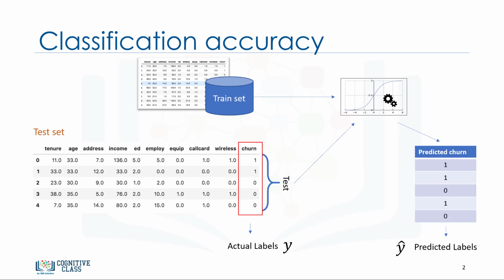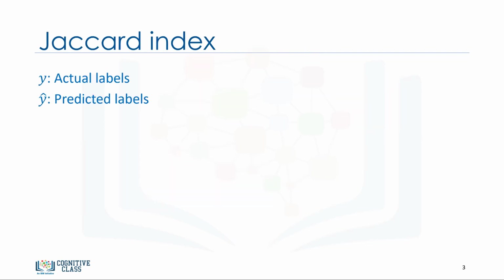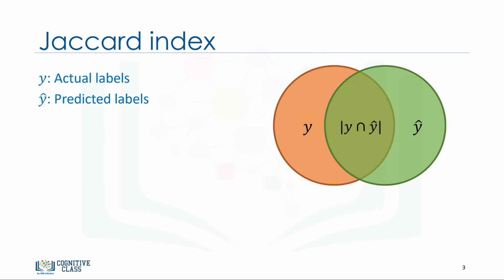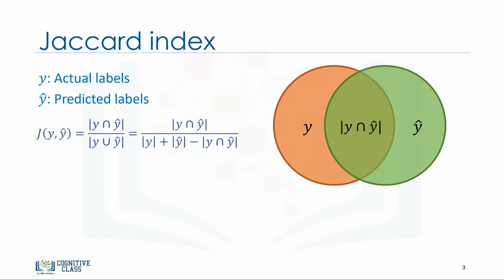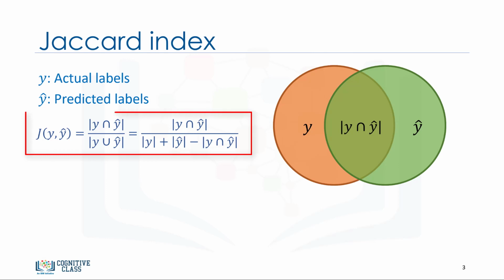There are different model evaluation metrics, but we just talk about 3 of them here, specifically Jaccard index, F1 score, and log loss. Let's first look at one of the simplest accuracy measurements, the Jaccard index, also known as the Jaccard similarity coefficient. Let's say y shows the true labels of the churn dataset, and y hat shows the predicted values by our classifier. Then we can define Jaccard as the size of the intersection divided by the size of the union of 2 label sets.